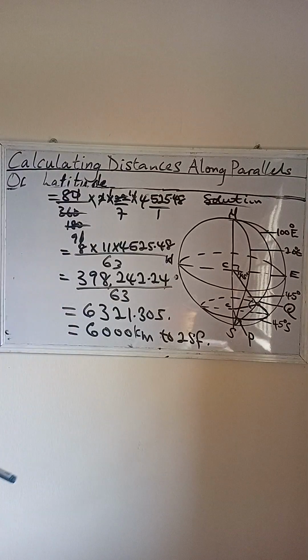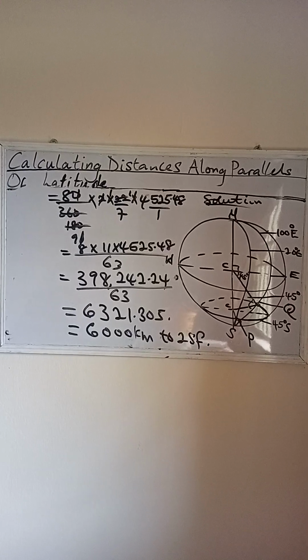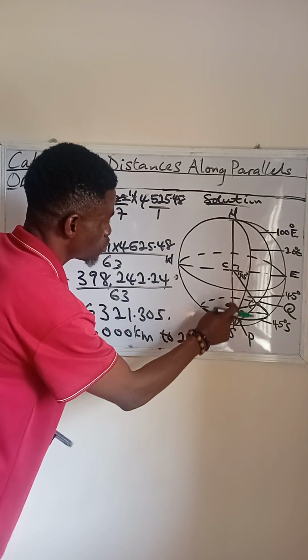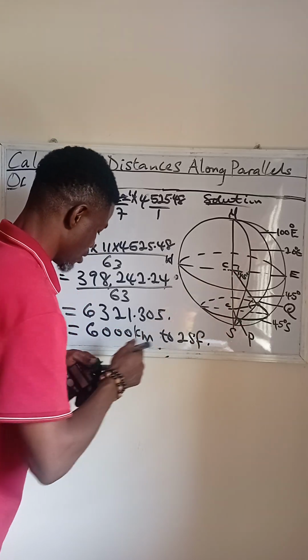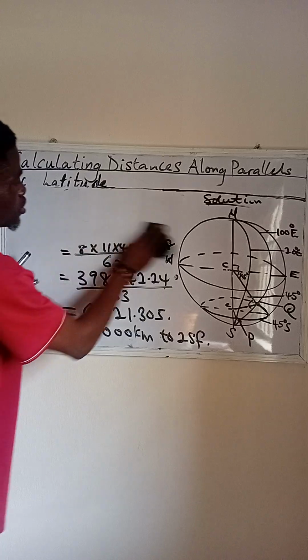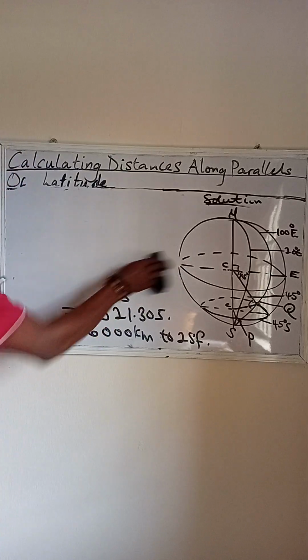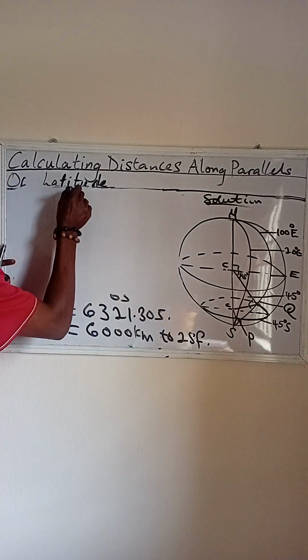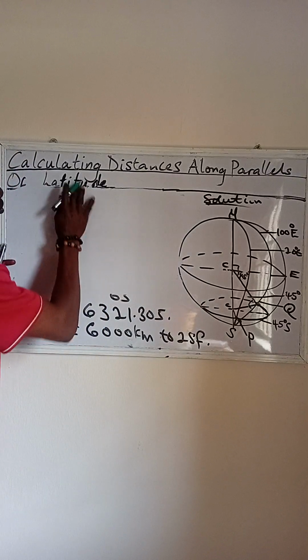Then question number 2, we are to calculate the vertical distance between the centers. So we have to calculate the vertical distance between the centers. Okay, now let's bring out this shape.